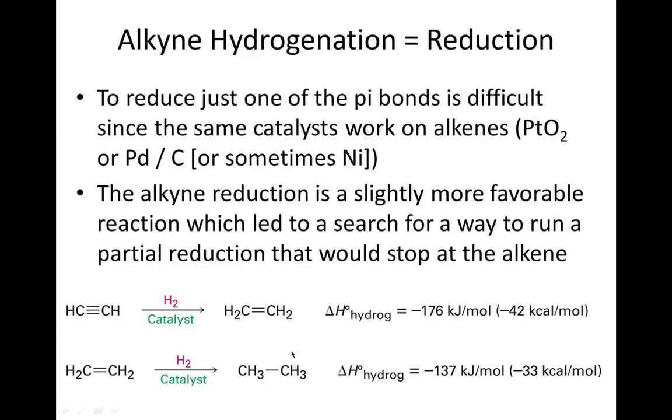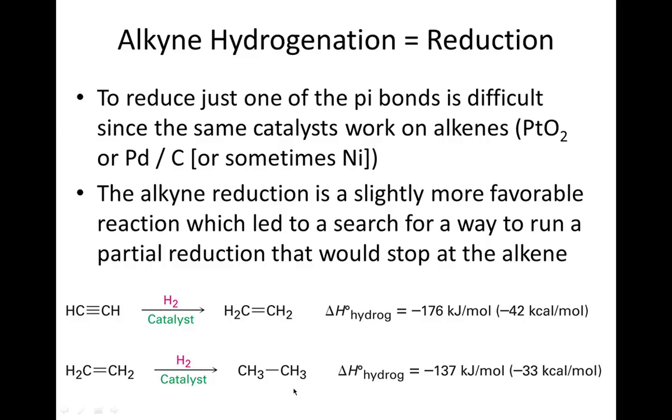Now they give you some information here about heats of hydrogenation, and going from the triple bond to the double bond is more exothermic, so it's more favorable to do that step than it is to go from an alkene to an alkane. You have a difference in how much energy you get out from doing those two reductions. So people looked at that and they wondered if there would be a way to stop. Now if you use these catalysts, those are the same ones that work on alkenes. So if you're using any one of these same old catalysts, you can't stop. It's just going to go right on down.